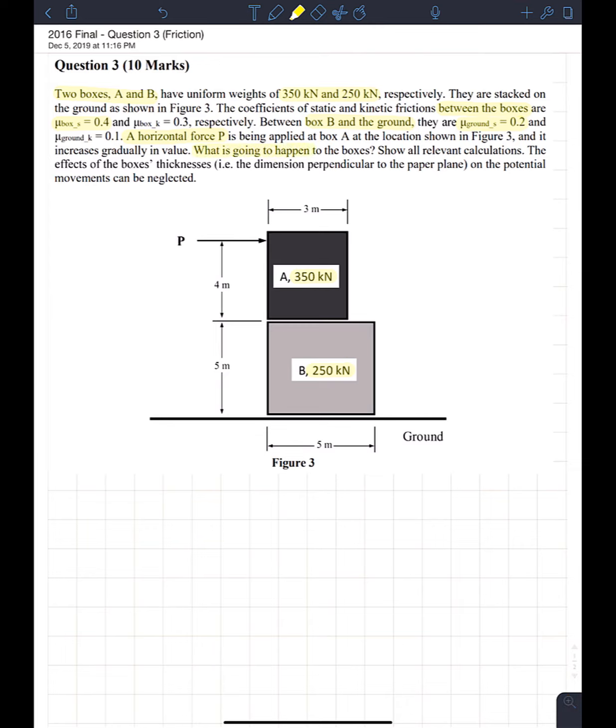So the first one I'm going to draw is this. Let's say that we have box B on the ground. This is going to be the hardest part of the whole question, just figuring out what the scenarios are. So we've got box B. Now let's say that we've got box A on top of box B, something like this, and we're applying a force P.